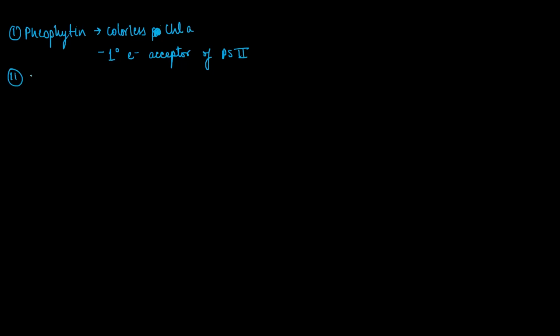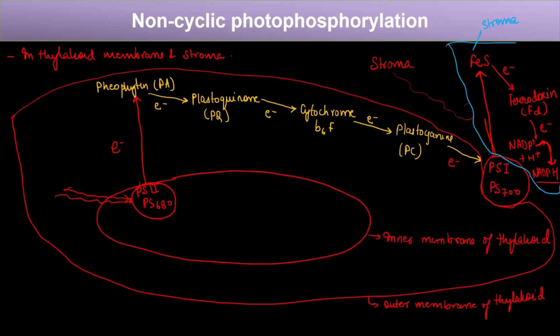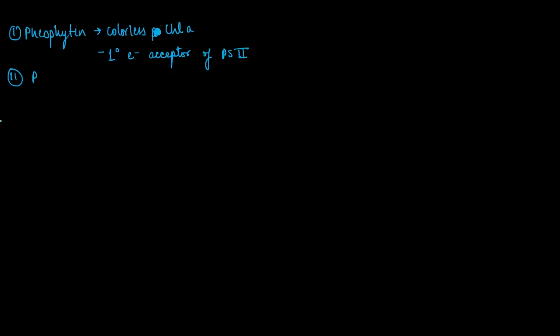Now, let's talk about the second electron carrier, and that is plastoquinone. What do we know about plastoquinone? Plastoquinone is the electron acceptor of pheophytin. This thing I do not need to write; you should remember this chain. Apart from this, plastoquinone is a mobile carrier, so it can move. And the important point about plastoquinone is that it acts as a hydrogen ion pump.